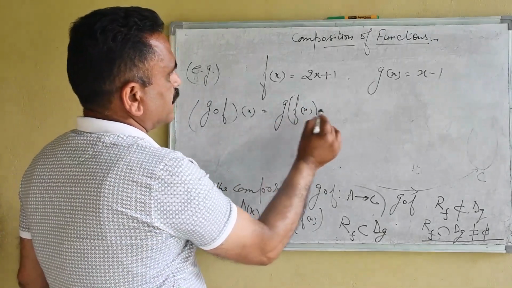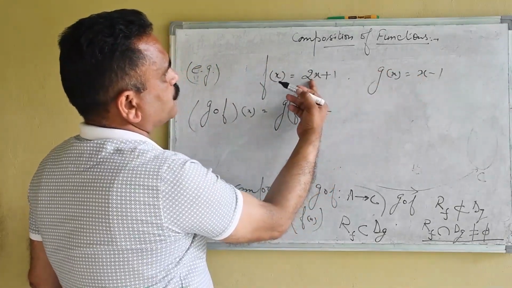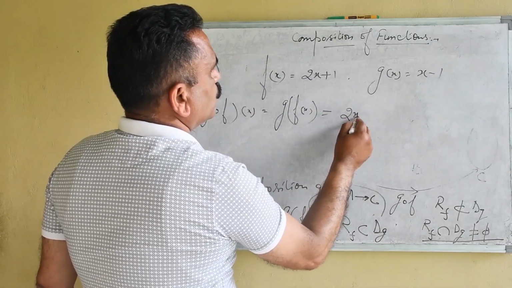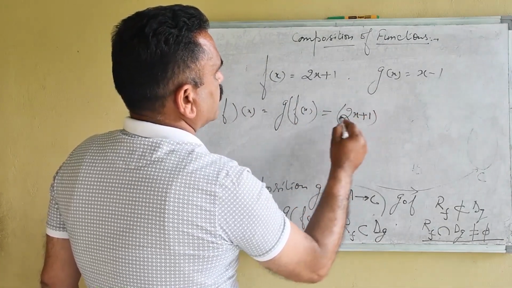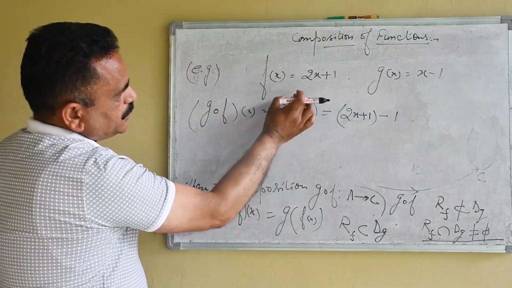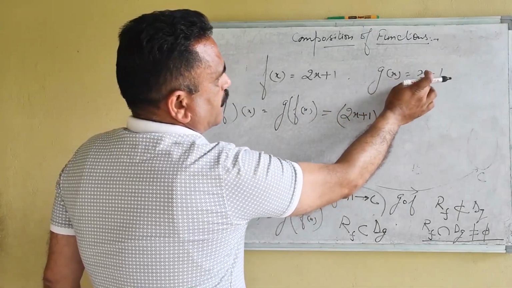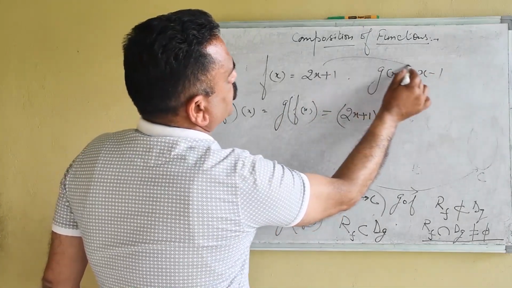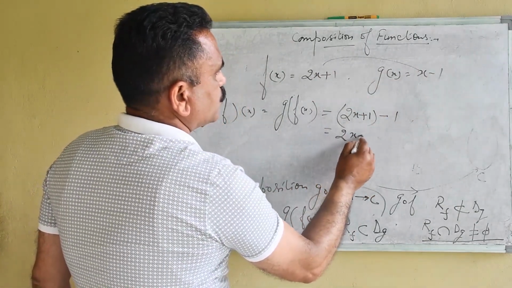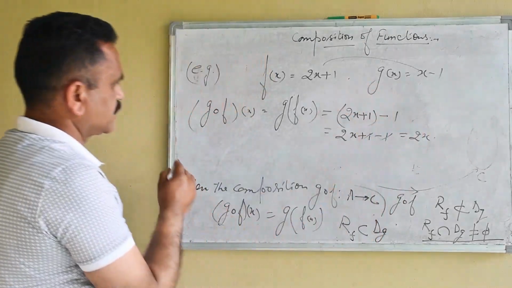That means in g, instead of x, we have to substitute the value of f(x). So what is this? 2x plus 1 minus 1. What we have done? g of f(x). Here, instead of x, we have to substitute this value of f(x). So what are we getting over here? That is 2x plus 1 minus 1, this cancelled. So it is equal to 2x.